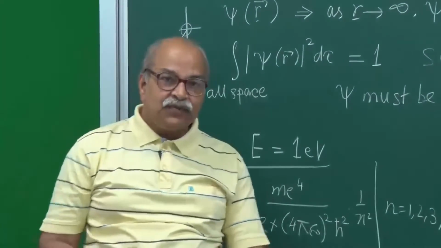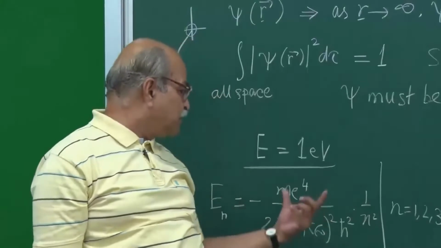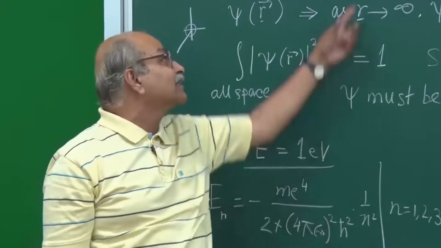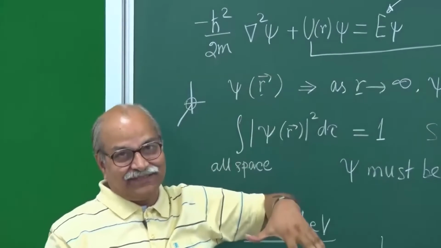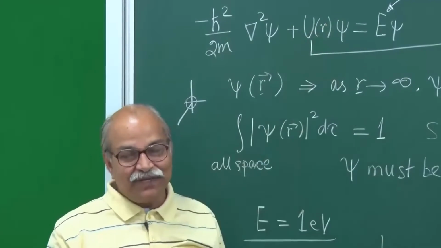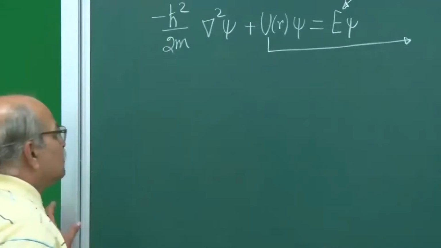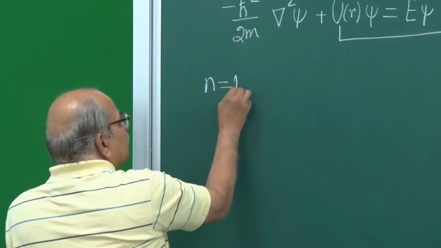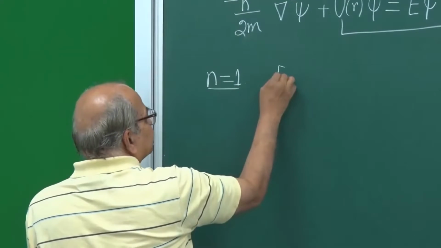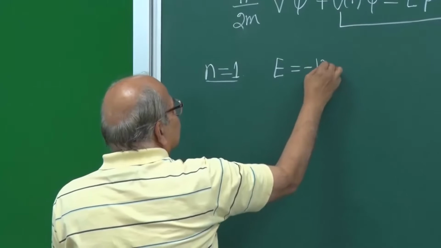The next question is, fine, let us put one of these energies here, and then what is psi? I will not solve it, I will give you the answer. So let us start with n equal to 1. That means the energy is minus 13.6 eV.